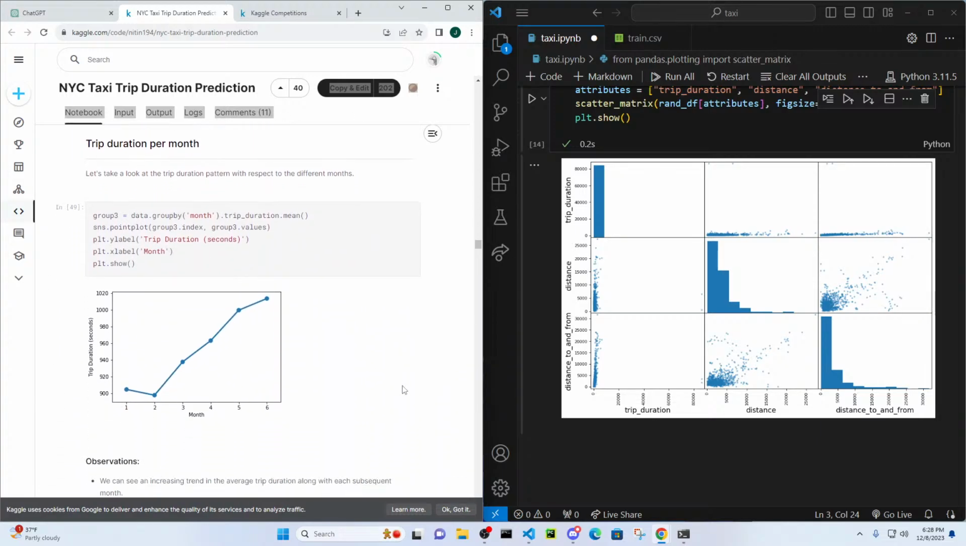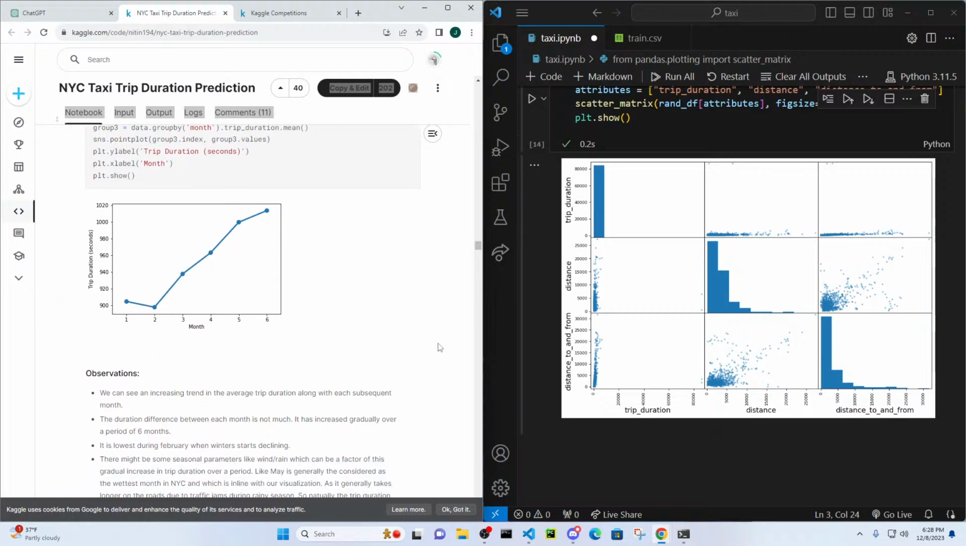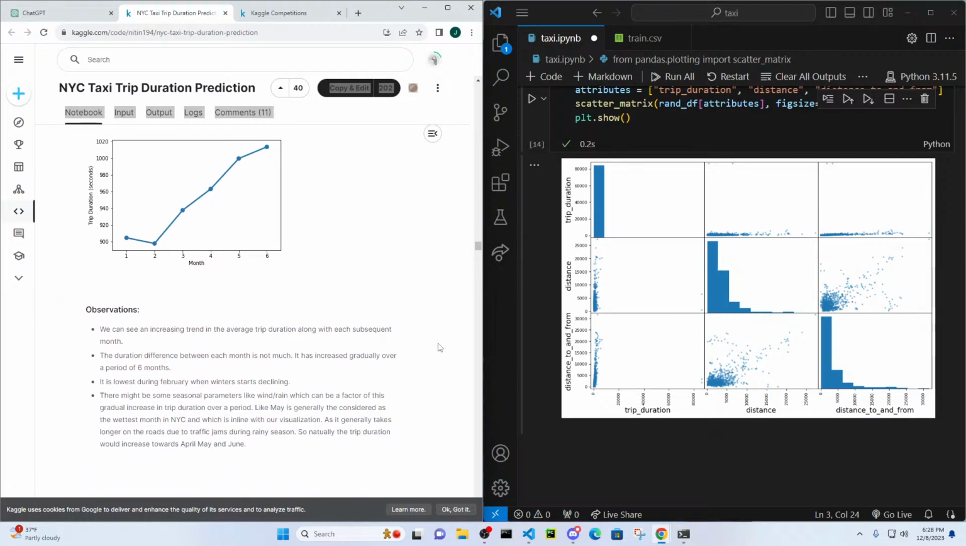Trip duration per month. So I know we only had a 6-month period where the data was collected. Let's take a look at the trip duration pattern with respect to the different months. So he took the data, grouped by month, which is another one of our attributes, and then found the average trip duration. The trip duration was lower in the first 2 months and highest towards the end. We can see an increasing trend in the average trip duration along with each subsequent month.